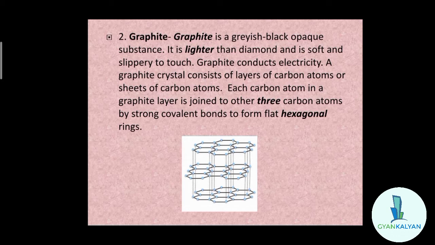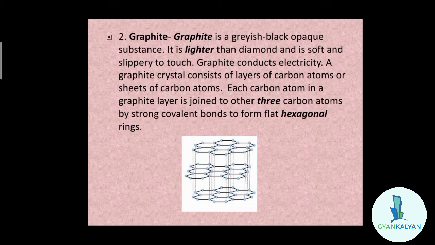They are bonded by strong covalent bonds to form flat hexagonal rings. Hexagonal rings in the case of graphite. Again, to check the presence of only carbon atoms in graphite, we can burn graphite and see that only carbon dioxide gas is formed and no other compound. So this is the experimental proof of the presence of only carbon atoms in graphite.